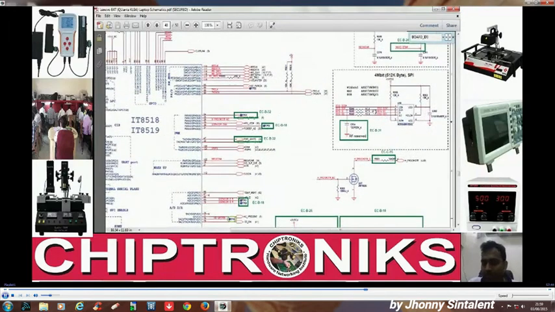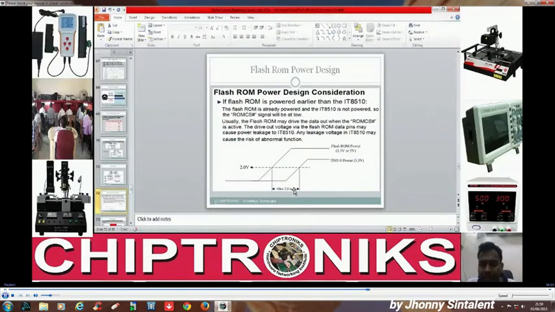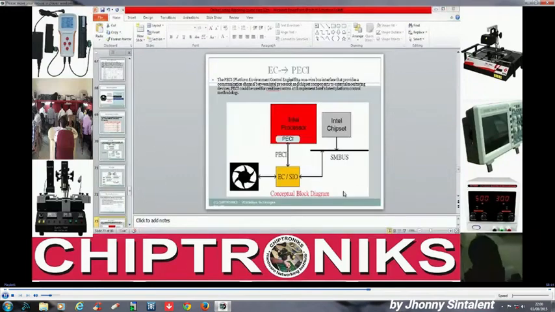Suppose the BIOS chip is powered before the IO controller chip, by some very slight difference, like a maximum of 2.0 milliseconds. That is okay. So now we look at the EC and the EC PECI function.